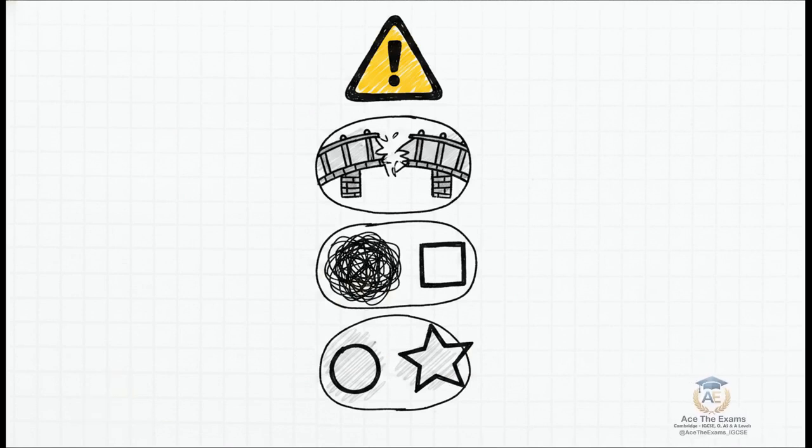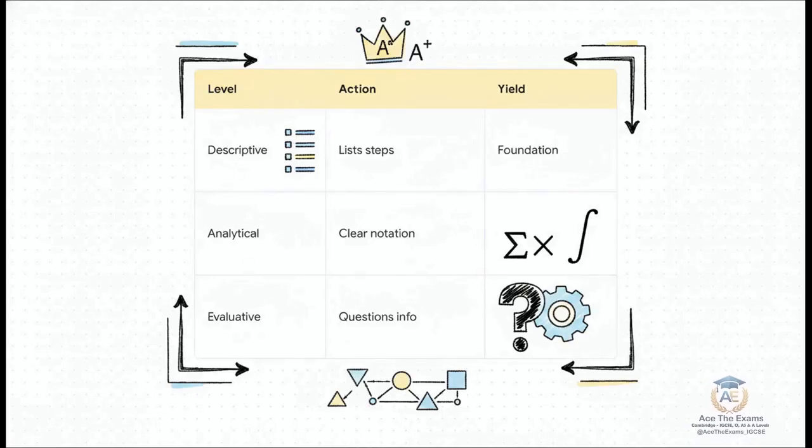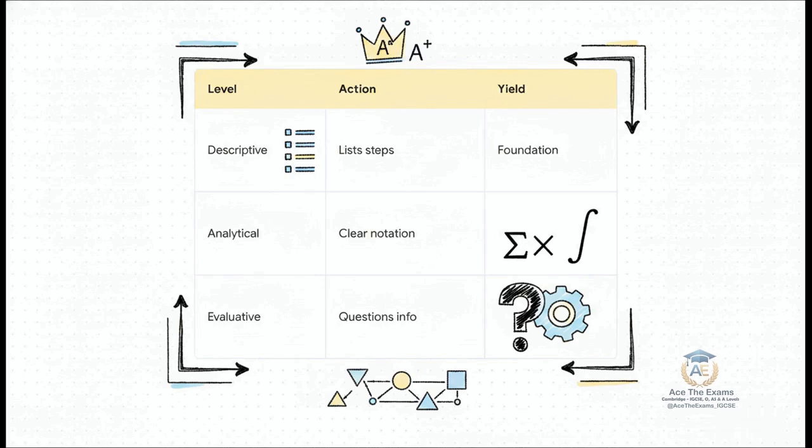Securing that method mark strategy relies heavily on understanding how the marks scale across three distinct evaluation levels. If your candidate action is purely descriptive, meaning you just list out the steps without any mathematical justification, your mark yield is going to be low or foundation. If your action is analytical, where you execute clear notation systematically, like Alex wanted to do, you move into the medium or core yield. But to secure that top-tier A or A-star yield, your action must be evaluative.